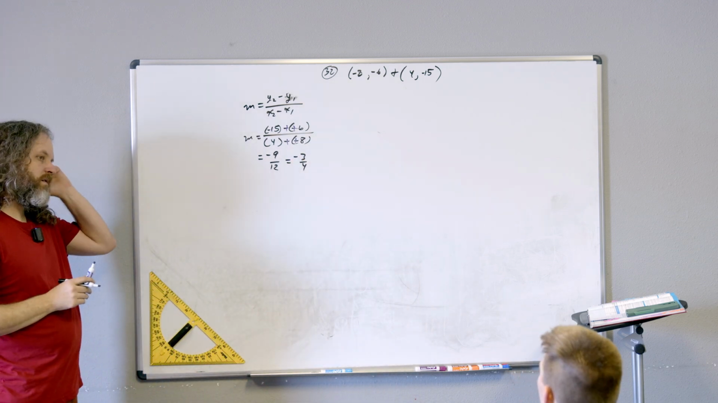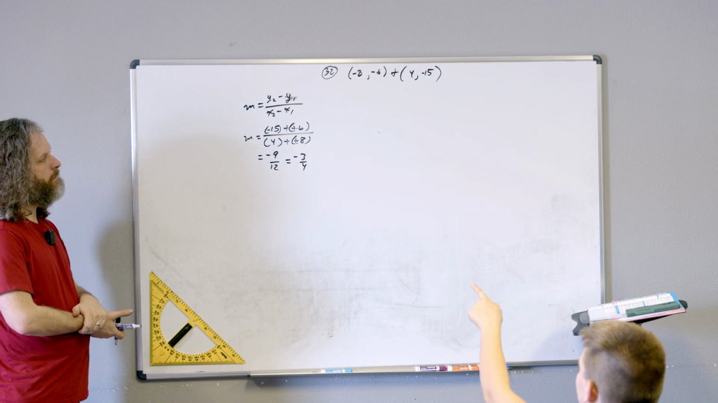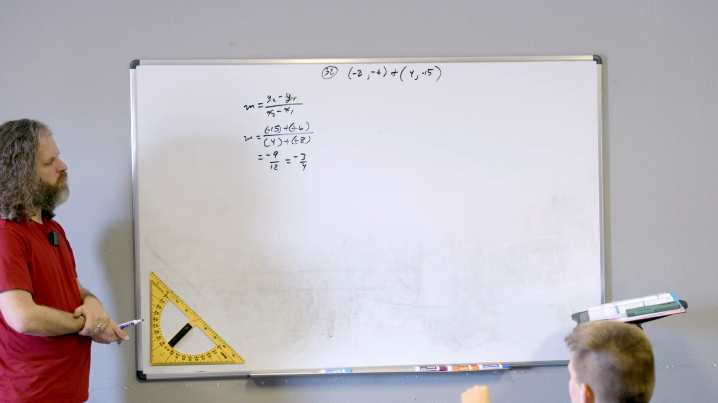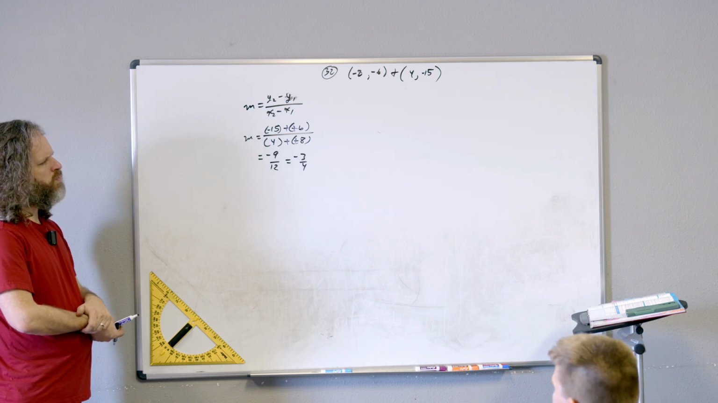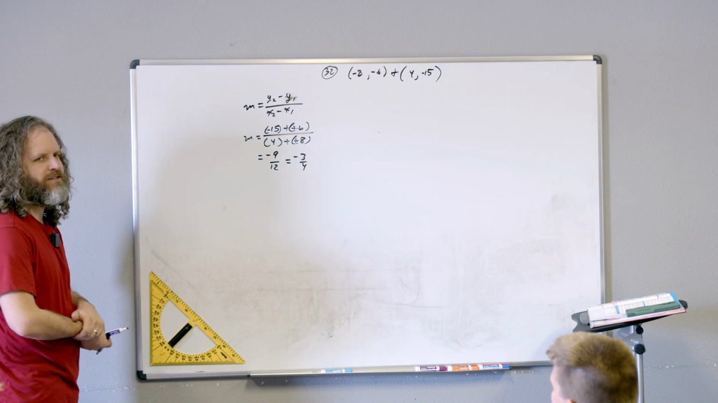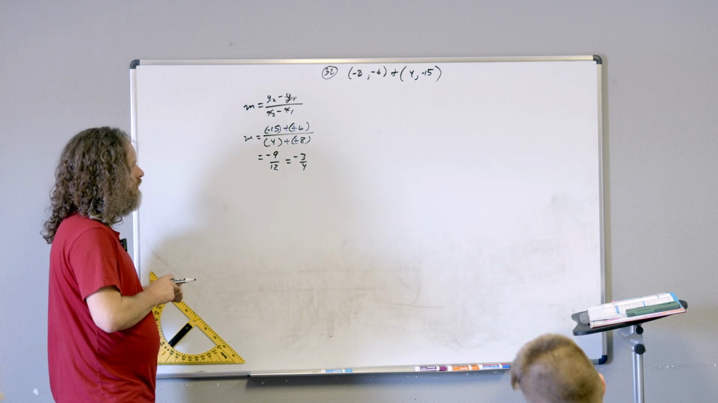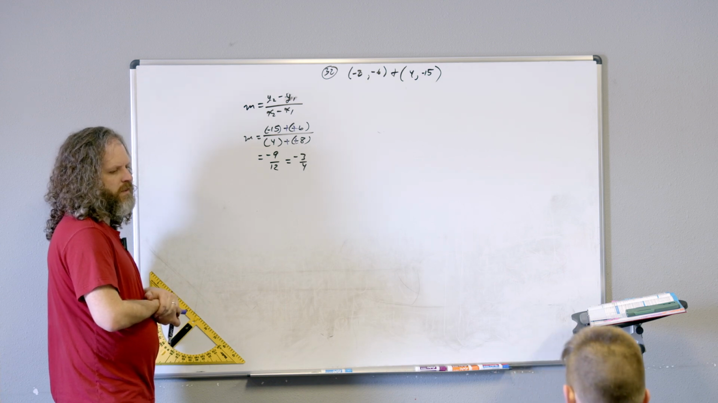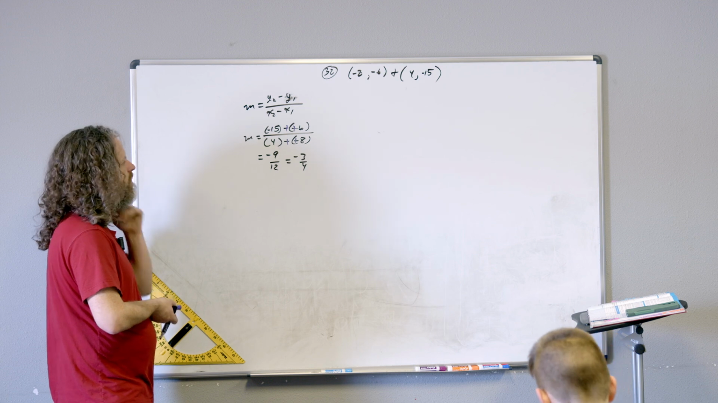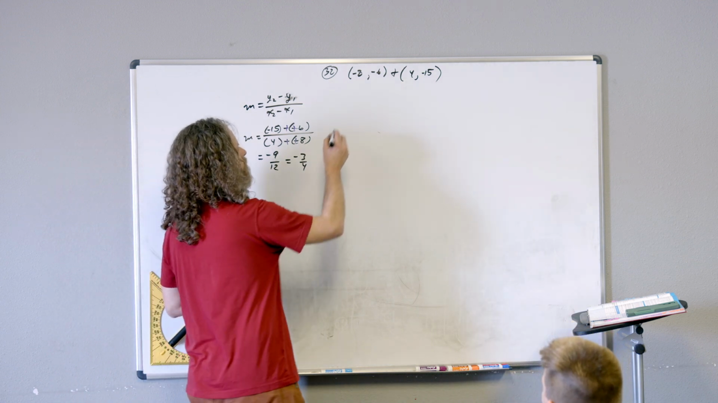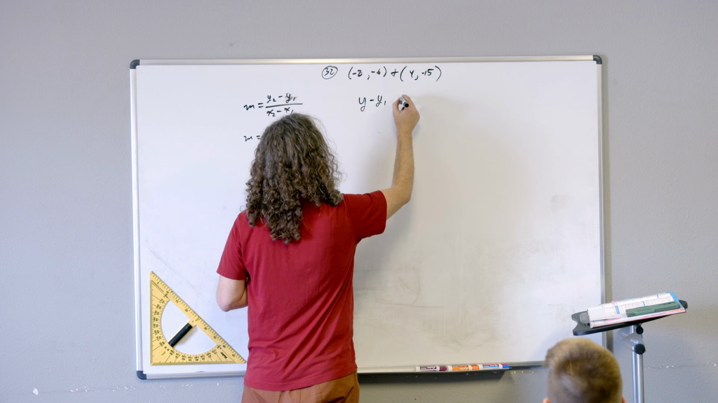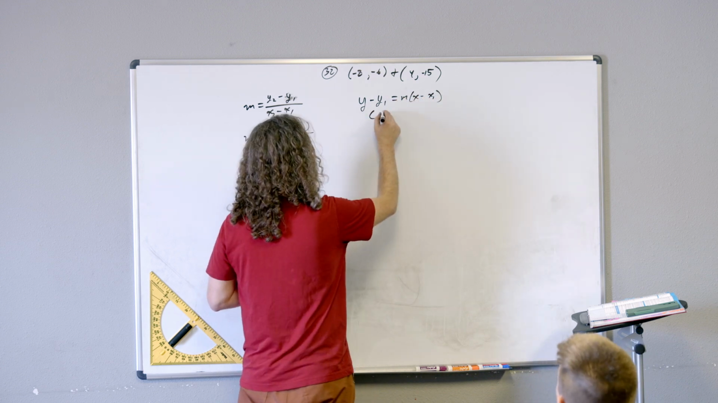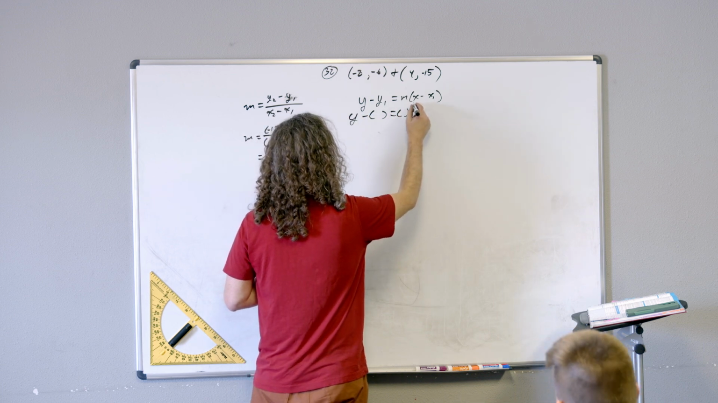Now what? Use the top ones. If it says -3, could we put that negative in instead of on the 3? The negative can go any of the three places, yes. So y minus y1 equals m times x minus x1.